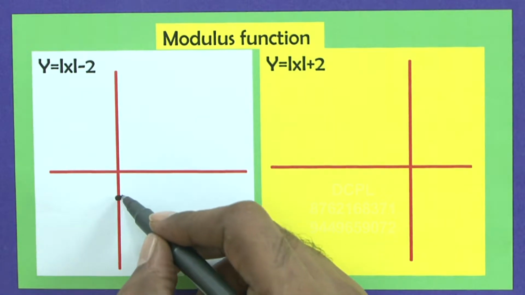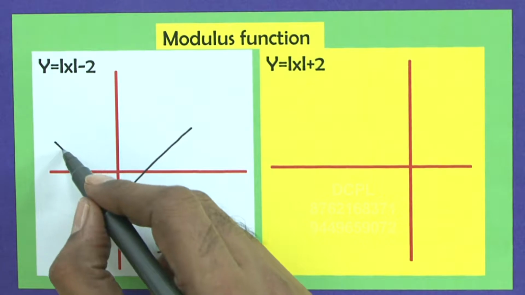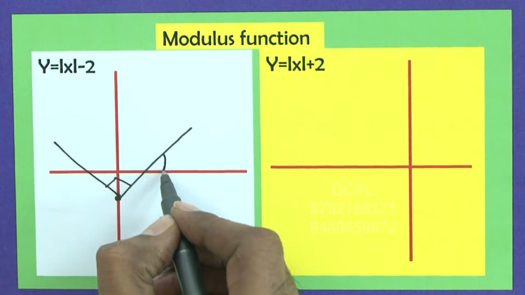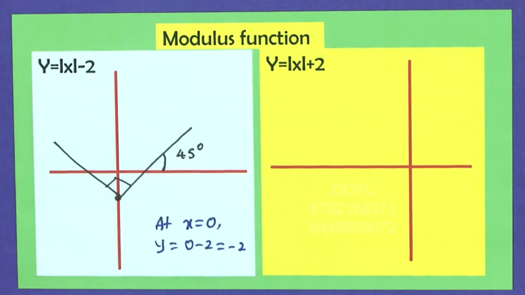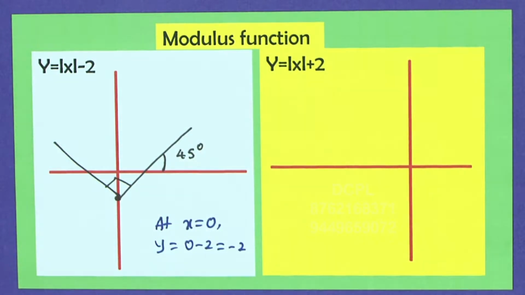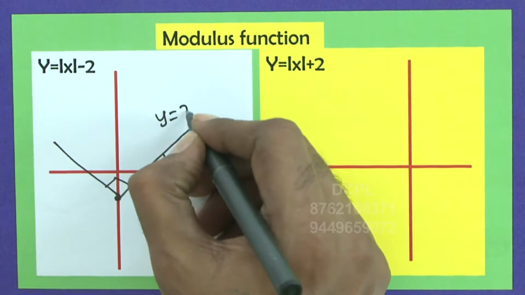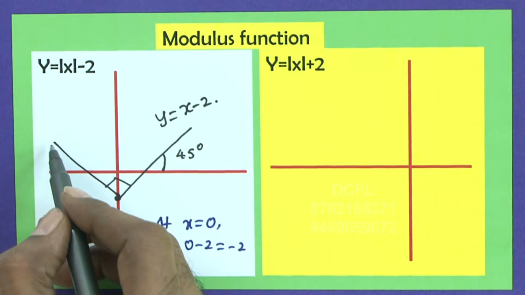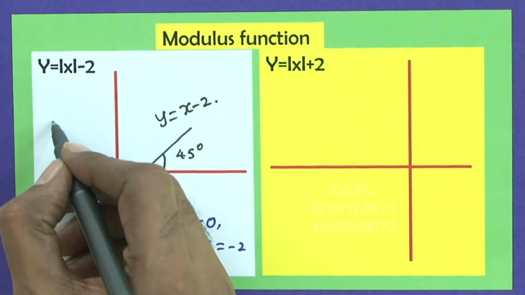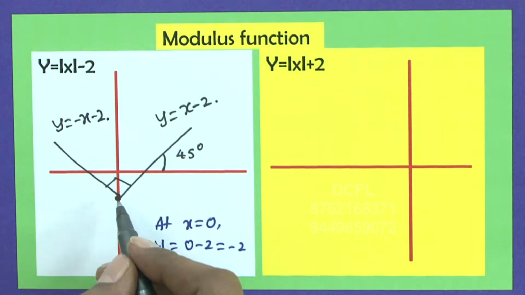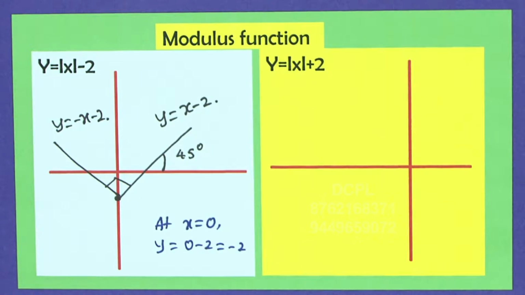So, now draw the graph of mod x. Remember, this should be perpendicular, right? And of course, this is 45 degree. Now, what is the definition of the graph which is towards the right side of y-axis? That is y is equal to x minus 2. Is that correct? What is the definition of the graph which is towards the left side of y-axis? Y is equal to minus x minus 2. Whereas 0 comma minus 2 is a vertex. Is that correct? See how simple it is.